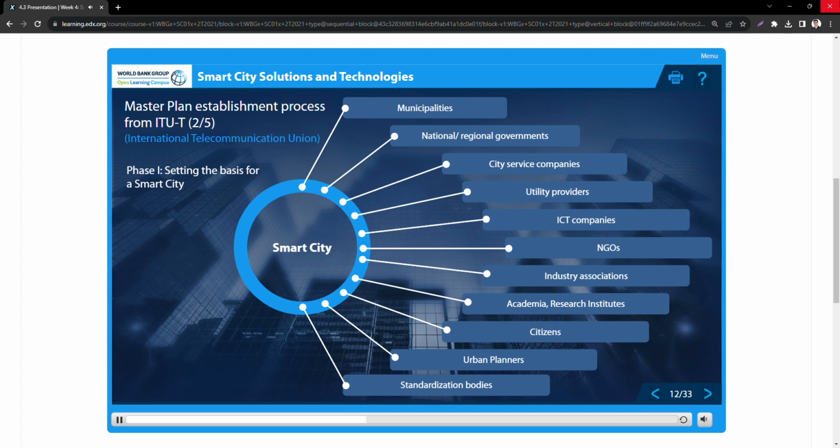The key stakeholders for Smart City planning are municipalities, national and regional governments, city service companies, utility providers such as smart grid or smart water management, ICT companies such as telecom operators, startups, software companies, NGOs, industry associations, academia or research institute, citizens and citizen organizations, urban planners, standardization bodies, etc. One of the things to note is citizens. Citizens are aimed at increasing the access to and boosting efficiency of city services in order to improve citizens' well-being.